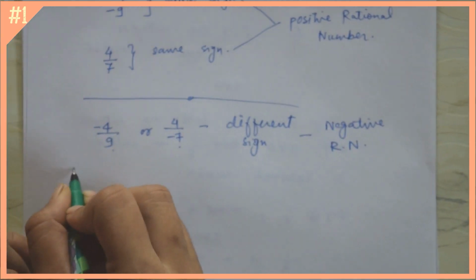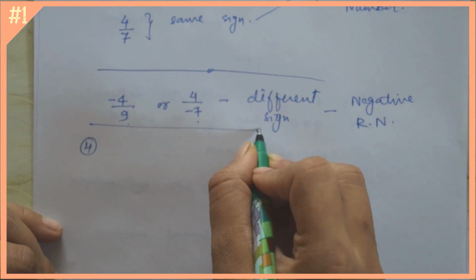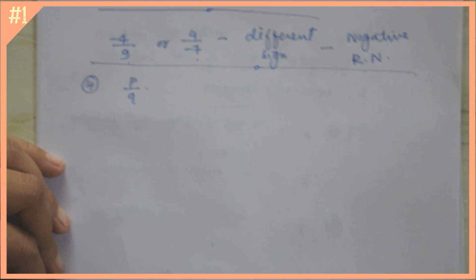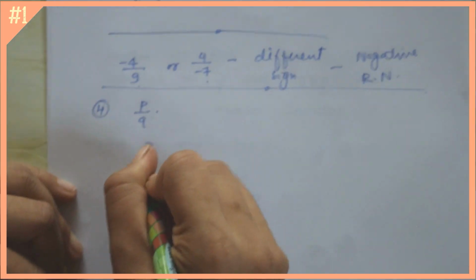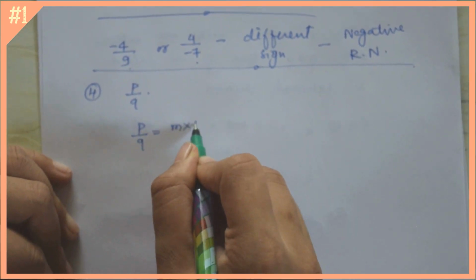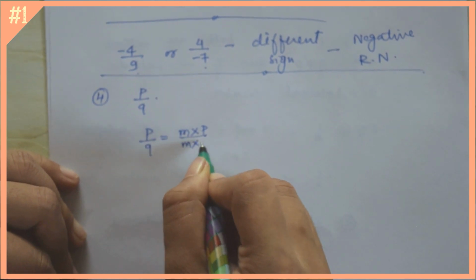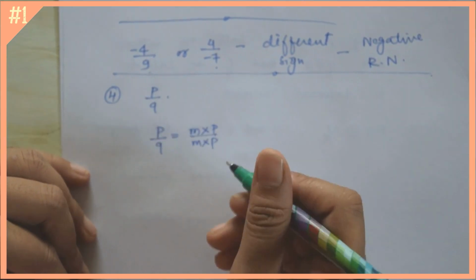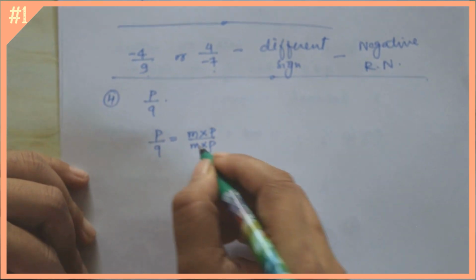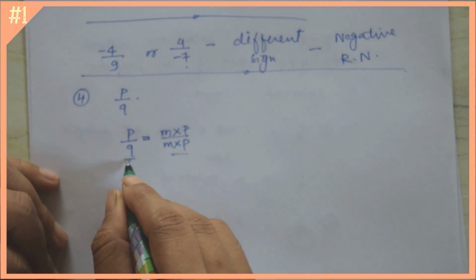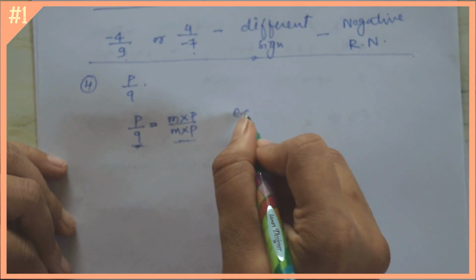Now again, the fourth point is, suppose you have a rational number p by q. Suppose you are multiplying both the numerator and the denominator by a non-zero integer m. So these two will be equal. Both the sides will have the same value. Now let's take an example of that.